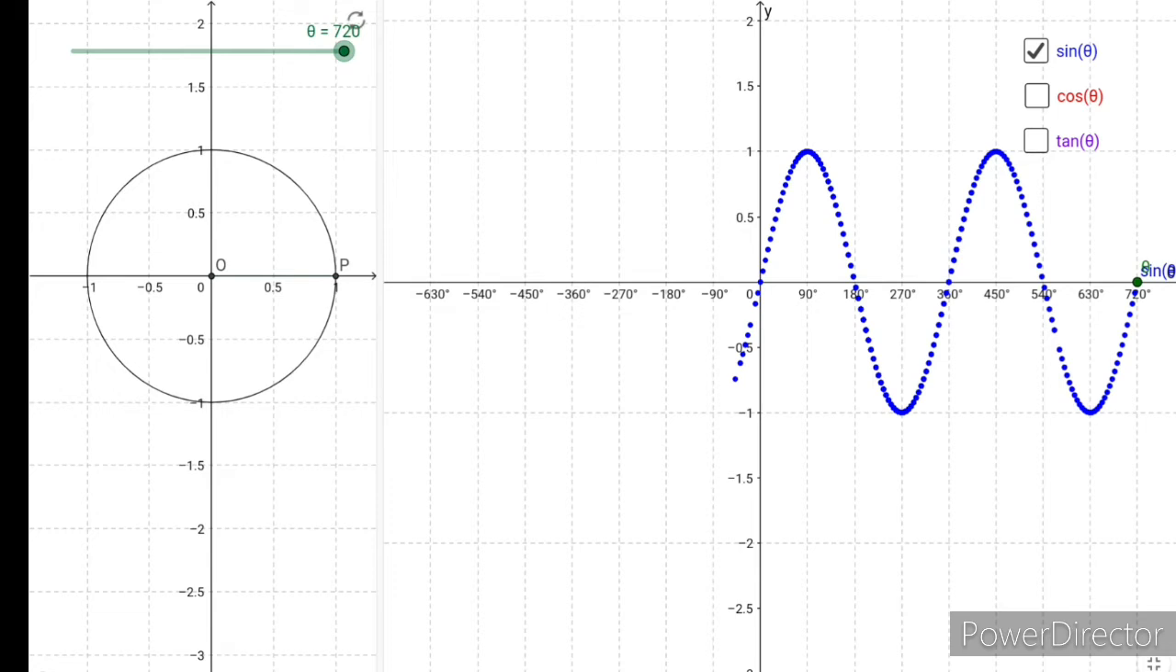We call 360 degrees 2 pi. Pi is nothing but 180 degrees, so 2 pi is nothing but 360 degrees. 360 degrees is nothing but a complete circle. So the period of sin theta is 2 pi. Now let's see for cos.